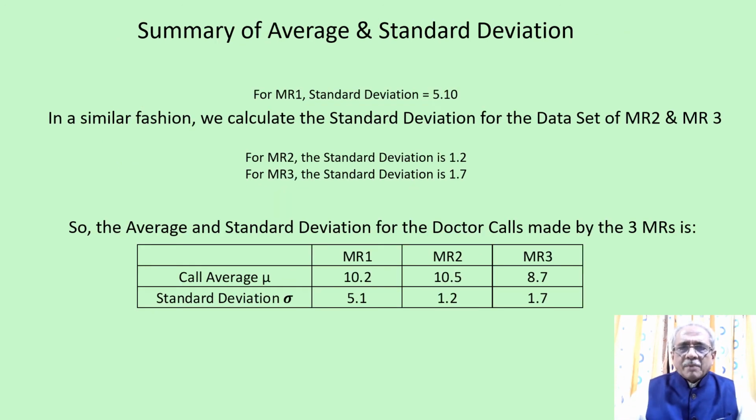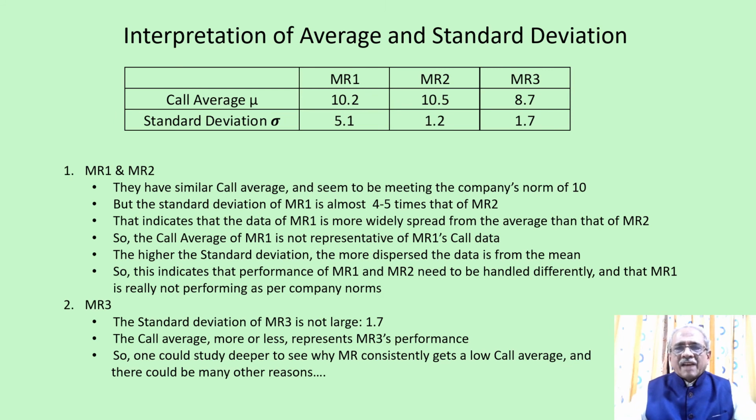Similarly, for MR2 and MR3, the standard deviation works out to 1.2 and 1.7. Now let us interpret the average and standard deviation of the three MRs. MR1 and MR2, they have a similar call average and seem to be meeting the company's norm of 10. Yes, but the standard deviation of MR1 is almost 4 to 5 times that of MR2. That indicates that the data of MR1 is more widely spread from the average than that of MR2. So the call average of MR1 is not representative of MR1's call data.